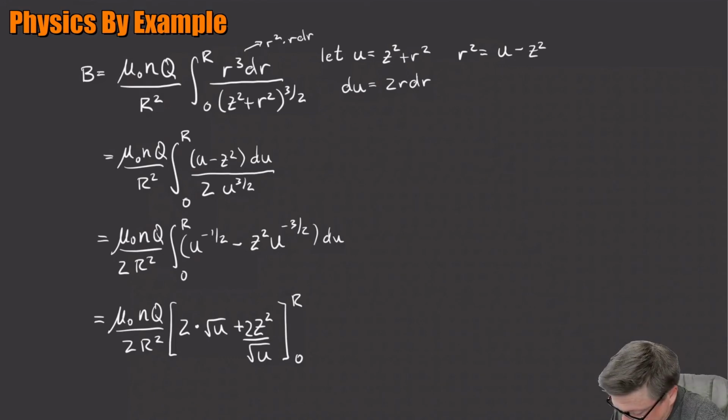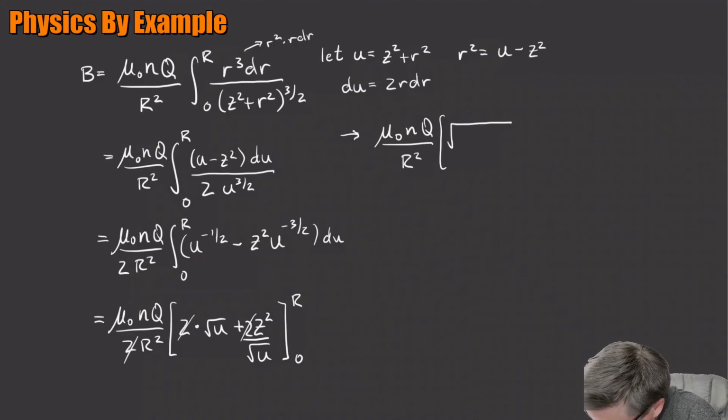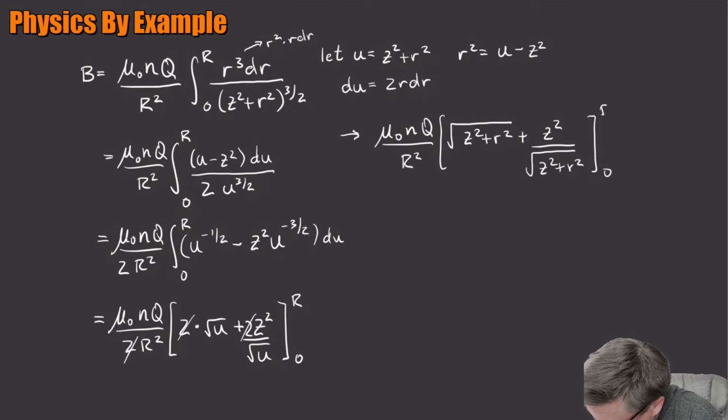Okay, so what's nice is that all these 2's are going to cancel. So let's write what we've got. I've got my mu naught nq over r squared, and then let's put in what u is. It's square root of z squared plus r squared, and then the next term is going to be a plus z squared over this same thing, z squared plus r squared. Okay, and now it makes more sense that this goes from 0 to r.